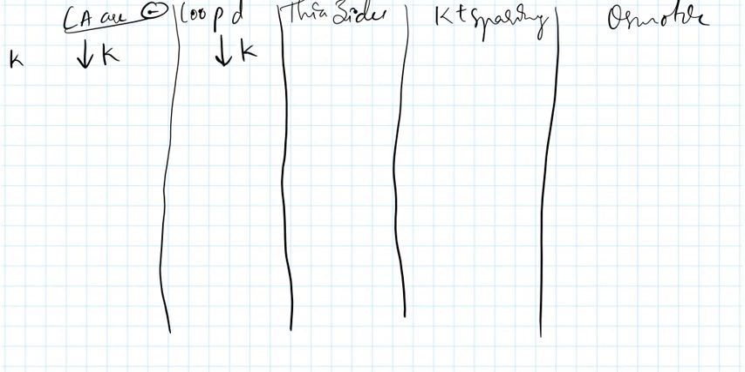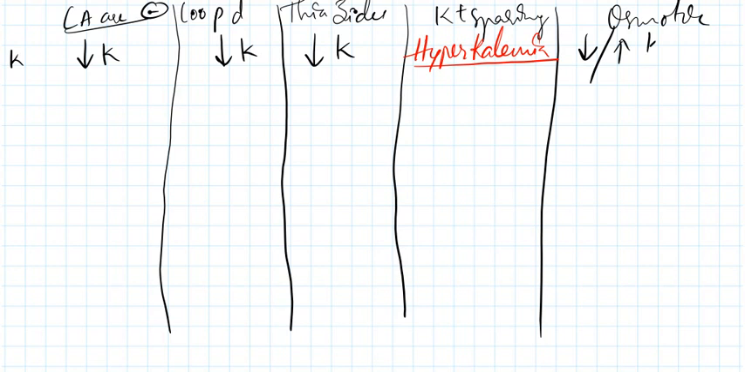Like loop diuretics, thiazides also cause hypokalemia. But potassium sparing diuretics cause hyperkalemia. Why? Because they are potassium sparing. They preserve the potassium, by which they induce hyperkalemia. And also osmotic diuretics sometimes decrease or sometimes increase potassium. Right? You understand what I am trying to say?